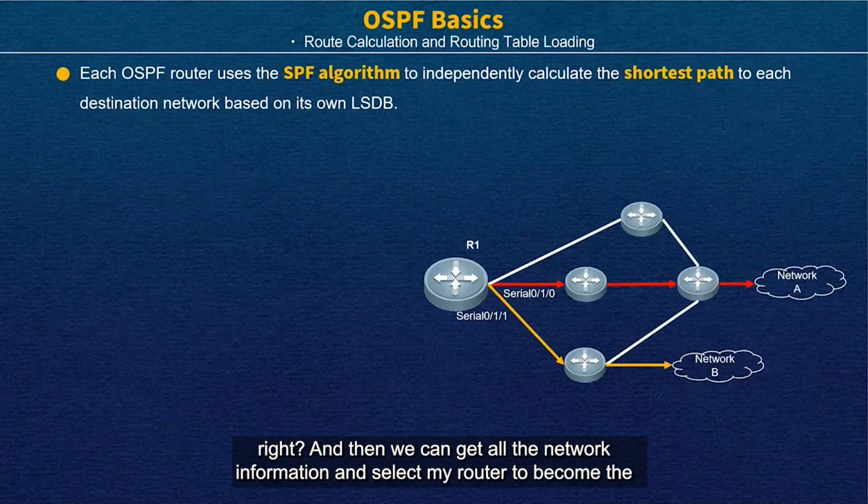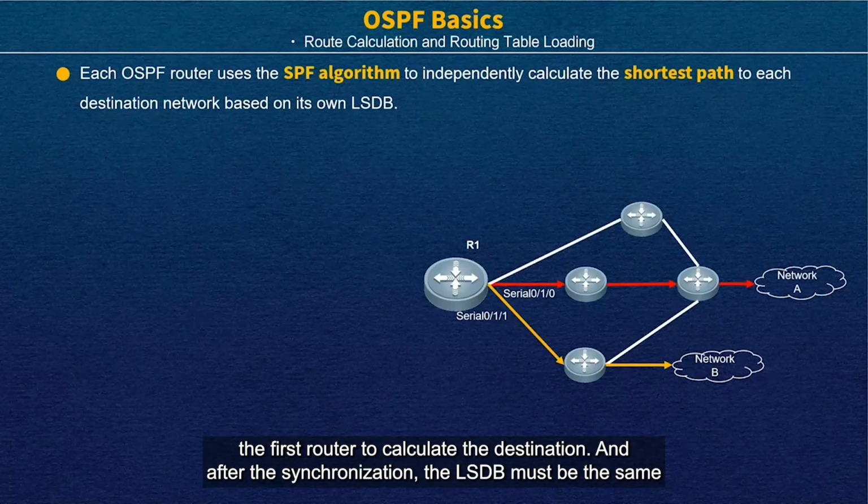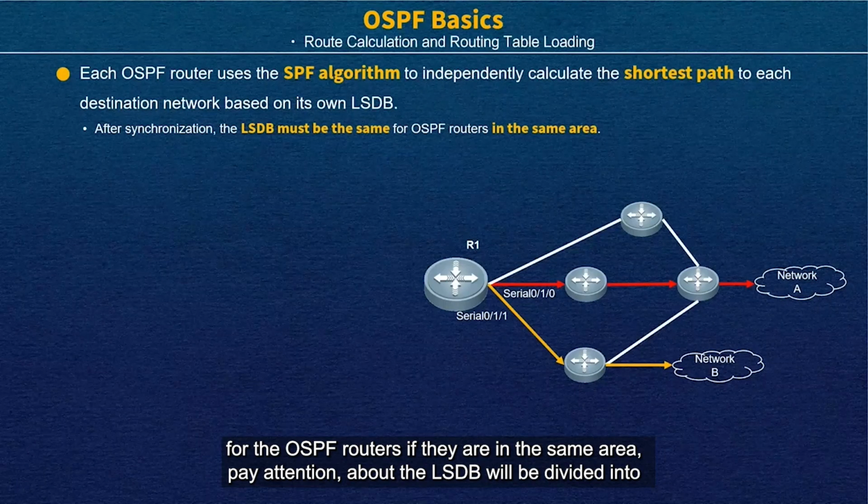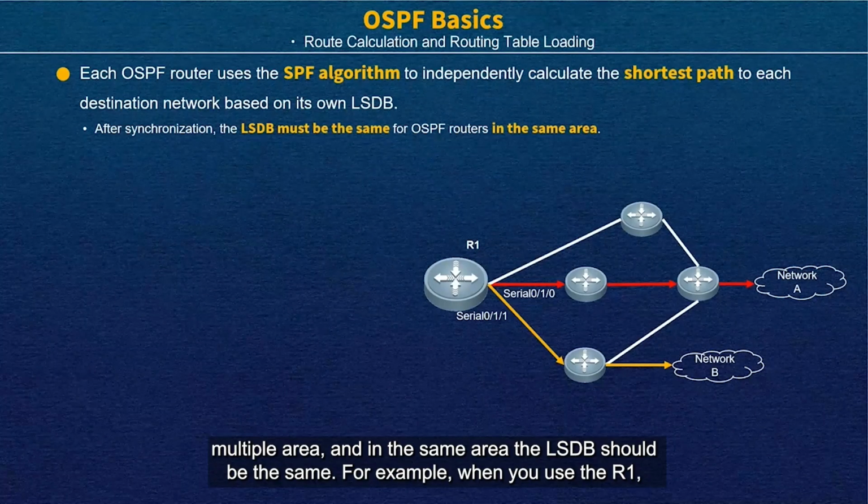And then we can get all the network information and select my router to become the first router to calculate the destination. And after the synchronization, the LSDB must be the same for the OSPF routers if they are in the same area. Pay attention. The LSDB will be divided into multiple areas, and in the same area, the LSDB should be the same.